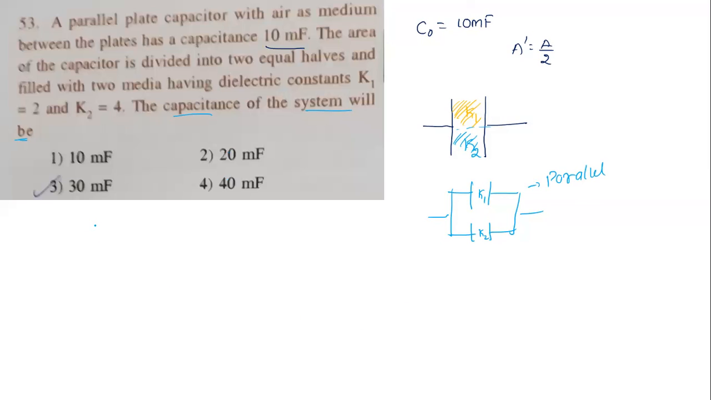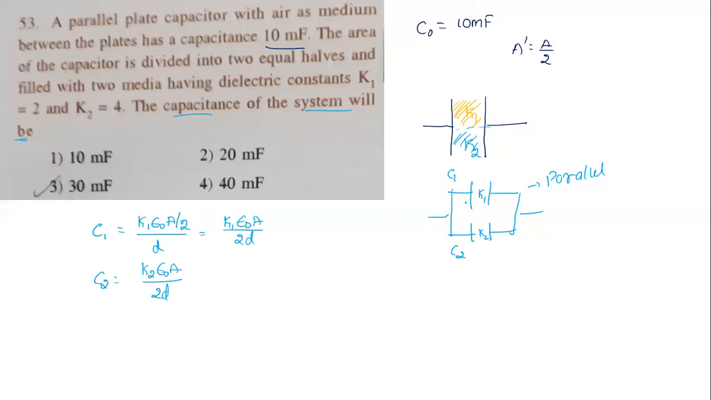Now I'm going to write the new capacitance. Let this be C1 and this be C2. C1 will be K1 epsilon naught A by 2, because the area becomes half of the previous area, divided by the distance. The distance remains the same, so C1 is K1 epsilon naught A by 2D. Similarly, C2 becomes K2 epsilon naught A by 2D.